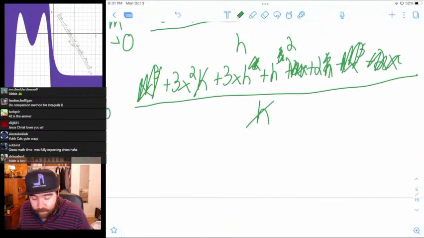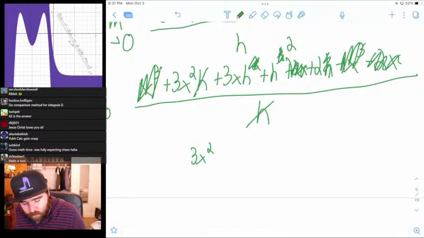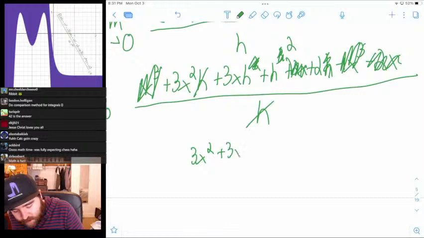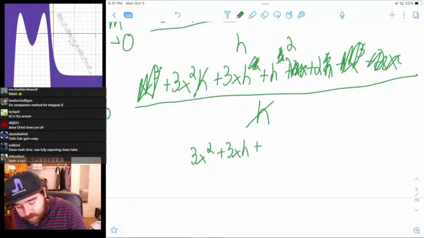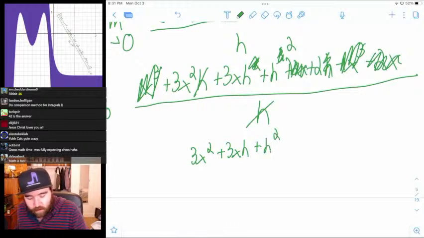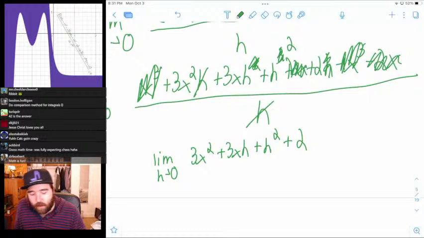So what are we left with? We're left with 3x squared plus 3xh plus h squared plus 2. So we don't even have a fraction anymore. And remember what we were doing? We were doing the limit as h approaches 0. And now there's no problem. Now we can just plug in h equals 0. So what do we get when we do that?